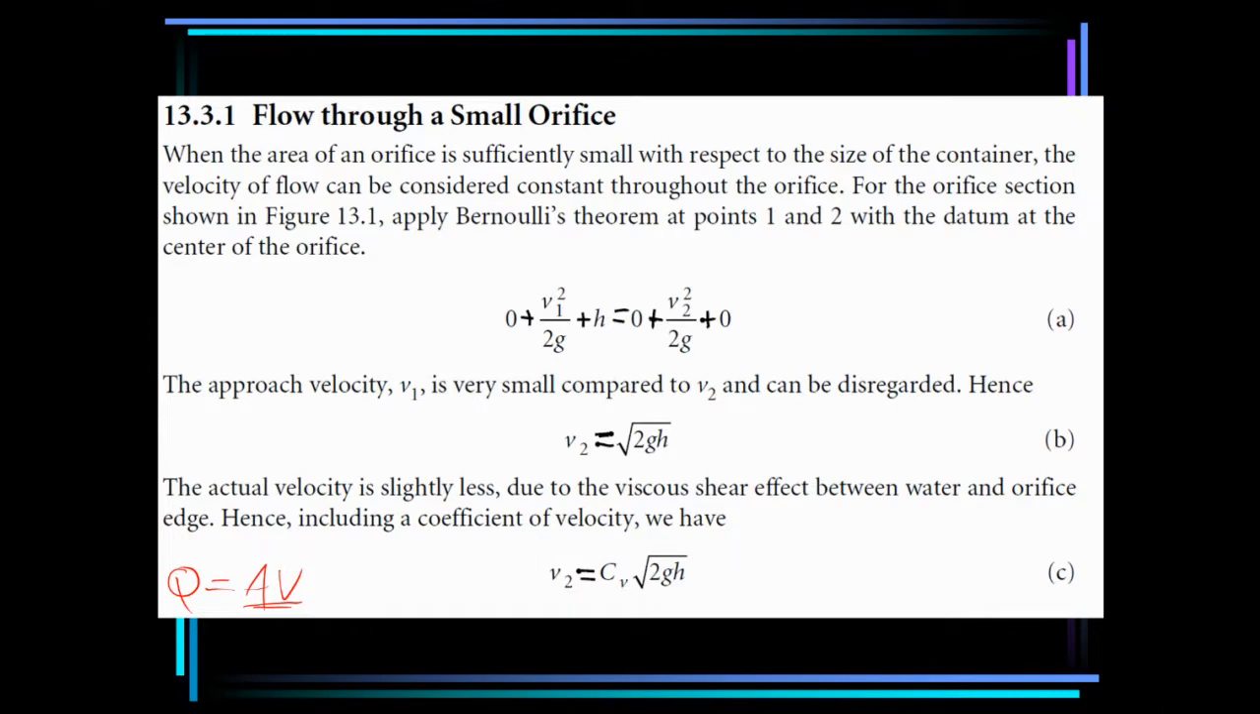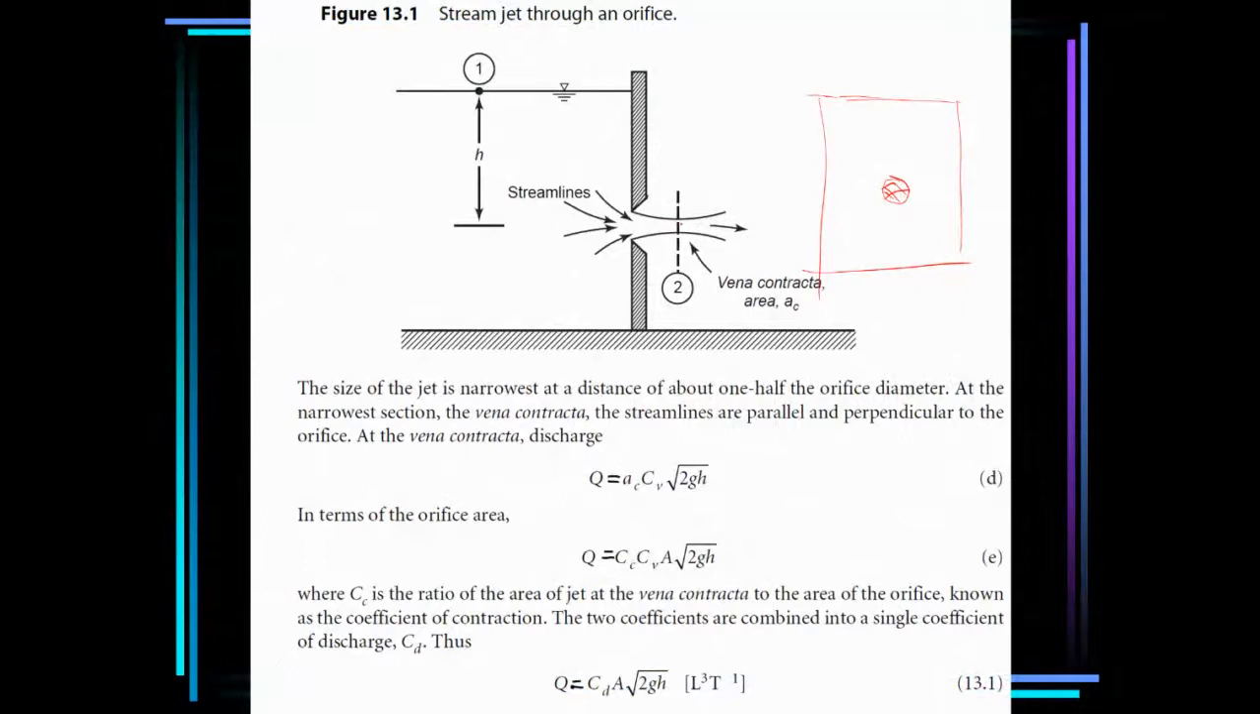For the orifice in figure 13.1, we apply Bernoulli's theorem at points 1 and 2, with the datum at the center of the orifice. You remember Bernoulli's theorem neglects the head loss.